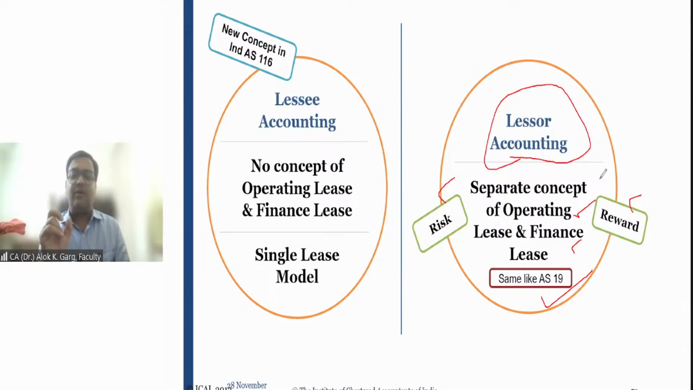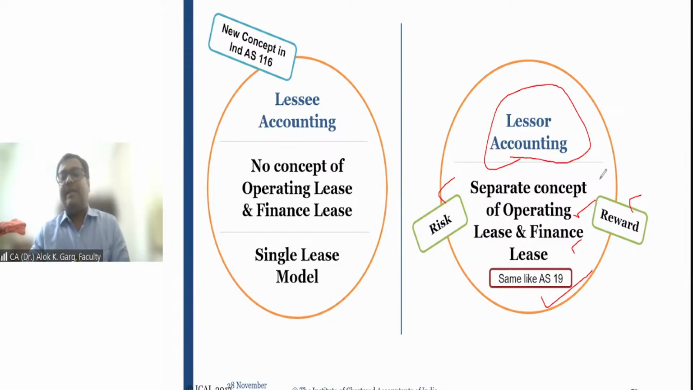There is a single lease model, and that lease model talks about recognition of right of use asset and creation of lease liability in the books of the lessee. But from the perspective of lessor, still the operating lease and finance lease concept is still there, right?